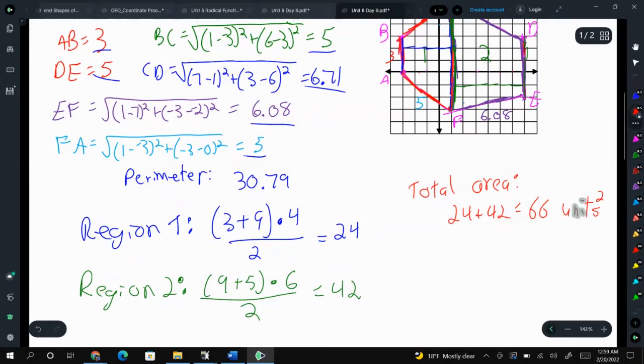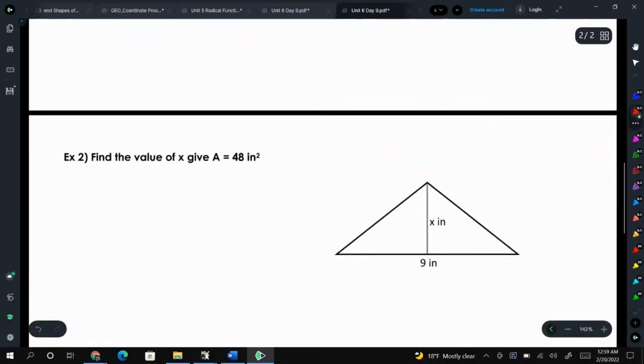So that was much easier than breaking it up into 5 or 6 rectangles or triangles, just by using the trapezoid formulas. Now let's look at the next page.